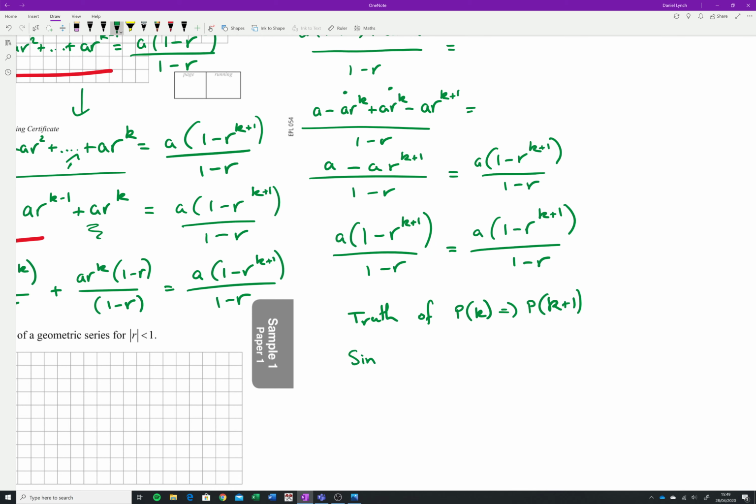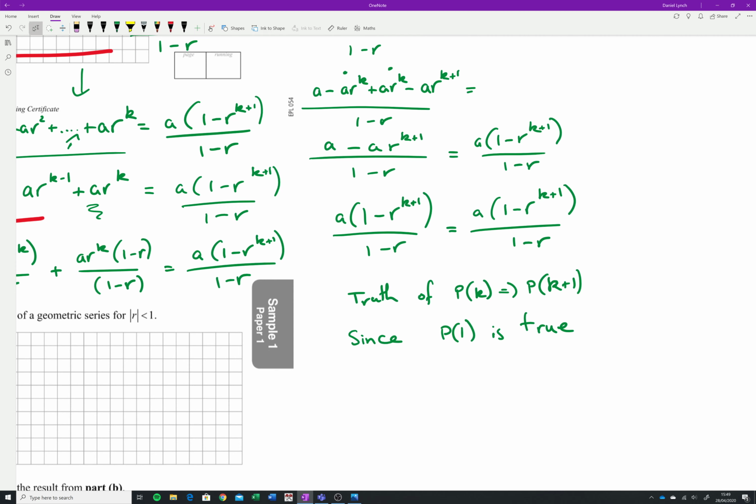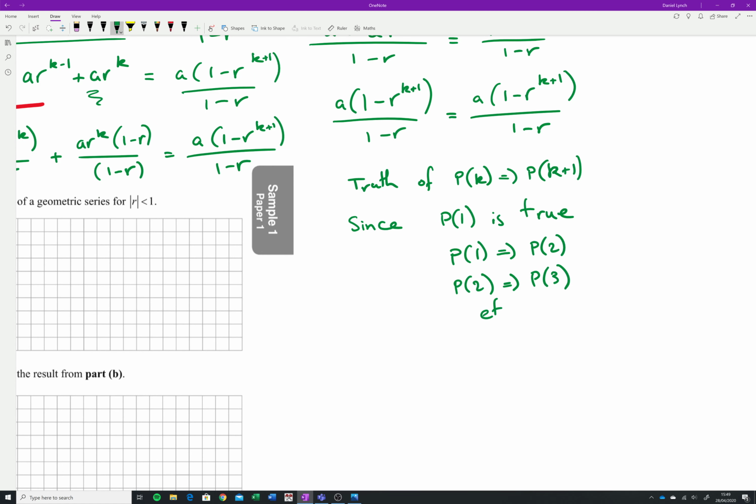And we can say, since P(1) is true, that was the first thing that we did, we just checked did it work for the first value of n, which is 1. Since P(1) is true, we can now say that P(1) implies P(2), P(2) implies P(3), etc.